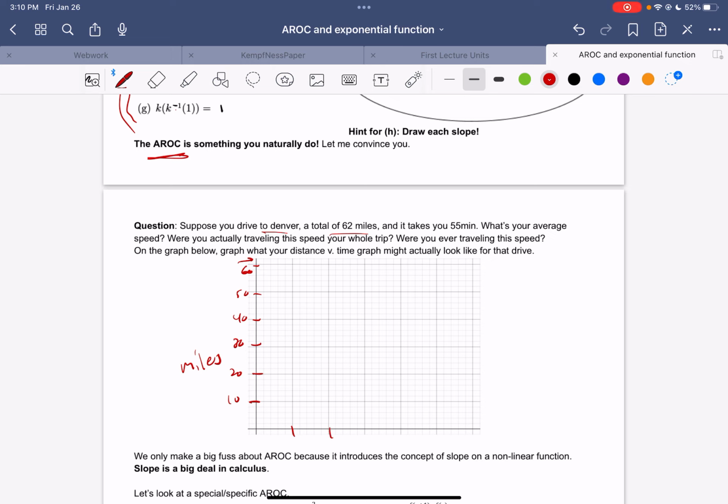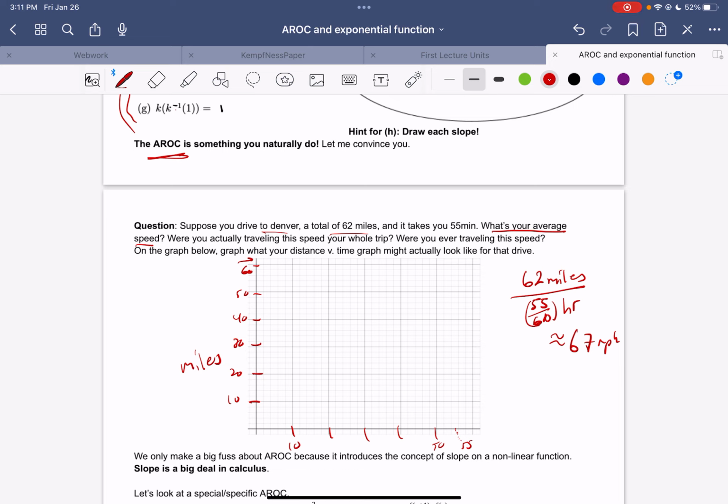All right, so suppose you drive to Denver, a total of 62 miles, and it takes you 55 minutes. Okay, 10, 20, 30, 40, 50, right here is 55. And so there's 50, and here's 10. Okay, great. What is your average speed? Well, gosh, let's see, 62 miles divided by 55/60ths of an hour, and you get something like, I think it's 67 miles per hour. Yeah, so it's a little different, but whatever.